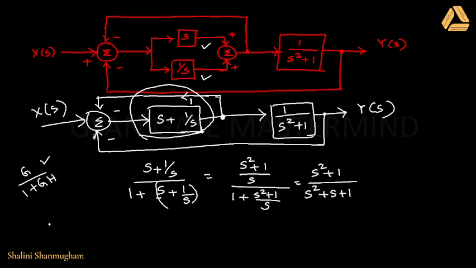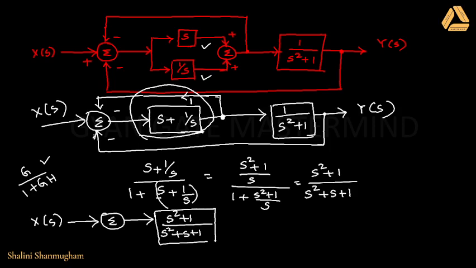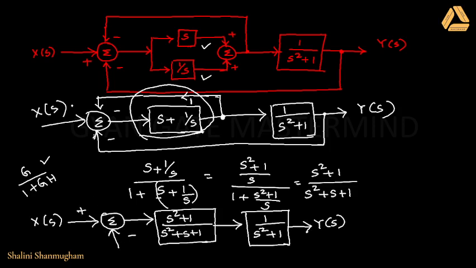So you can write X of s is fed to the s square plus 1 divided by s square plus s plus 1, and the output is again fed to a block 1 by s square plus 1, which will give you Y of s. This is minus and this is plus.